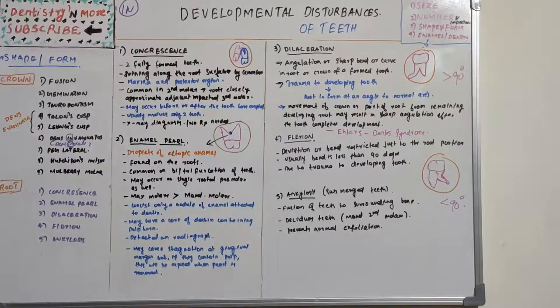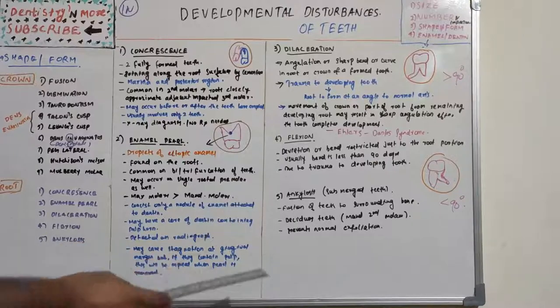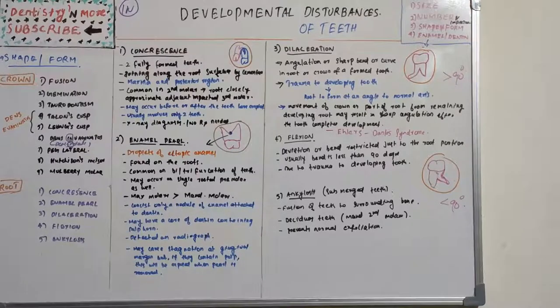It joins with the alveolar bone. The root joins with the alveolar bone, so extraction or exfoliation will be difficult because of the fusion between the bone and this particular root. It is commonly seen in mandibular second molars. So these are the five developmental disturbances or anomalies with respect to teeth and especially root.